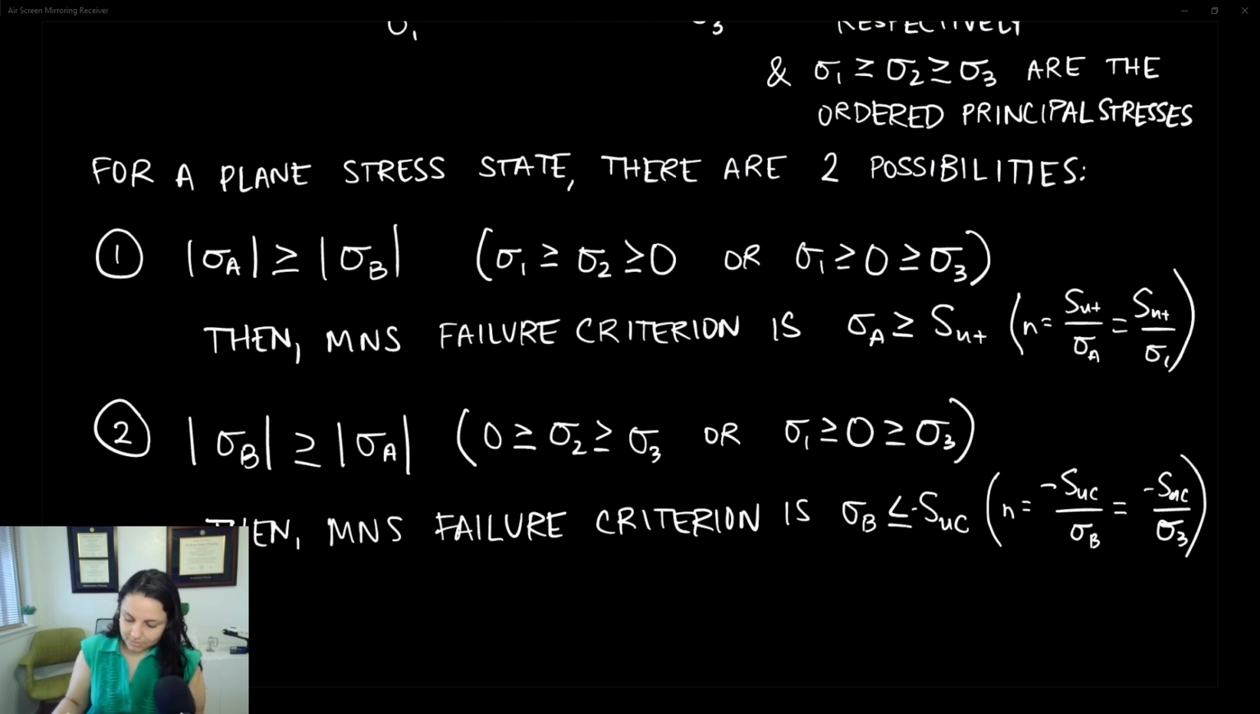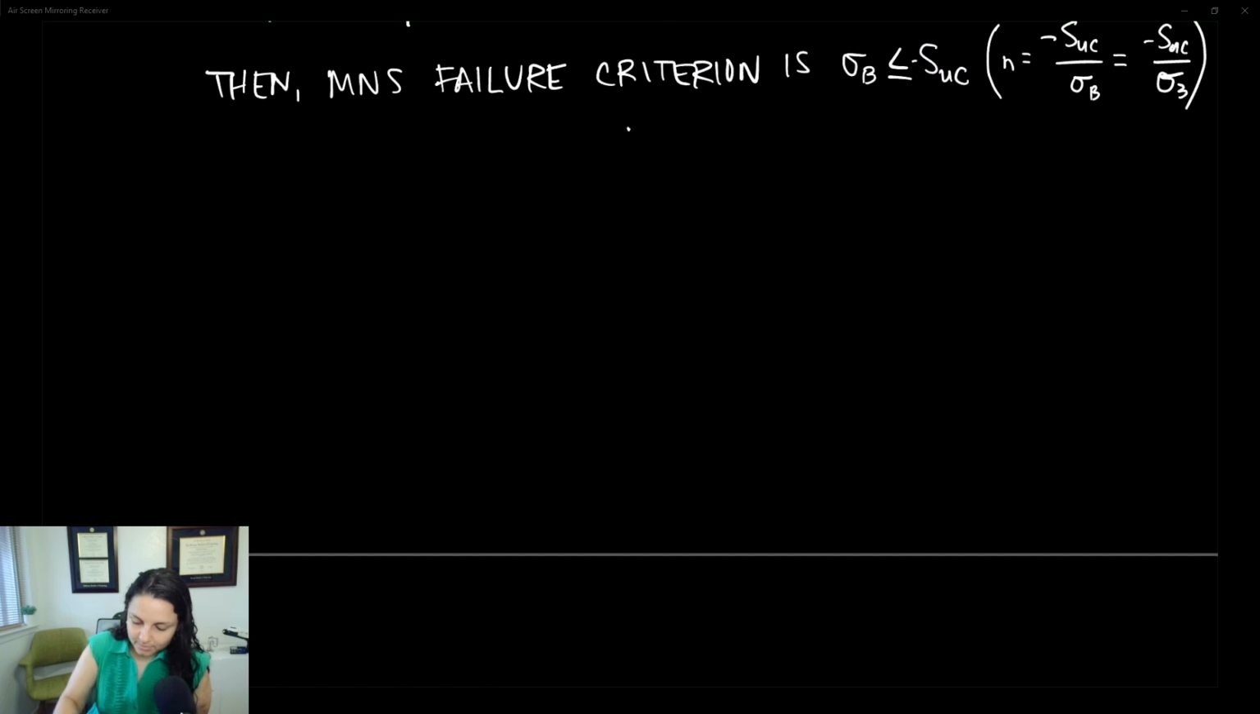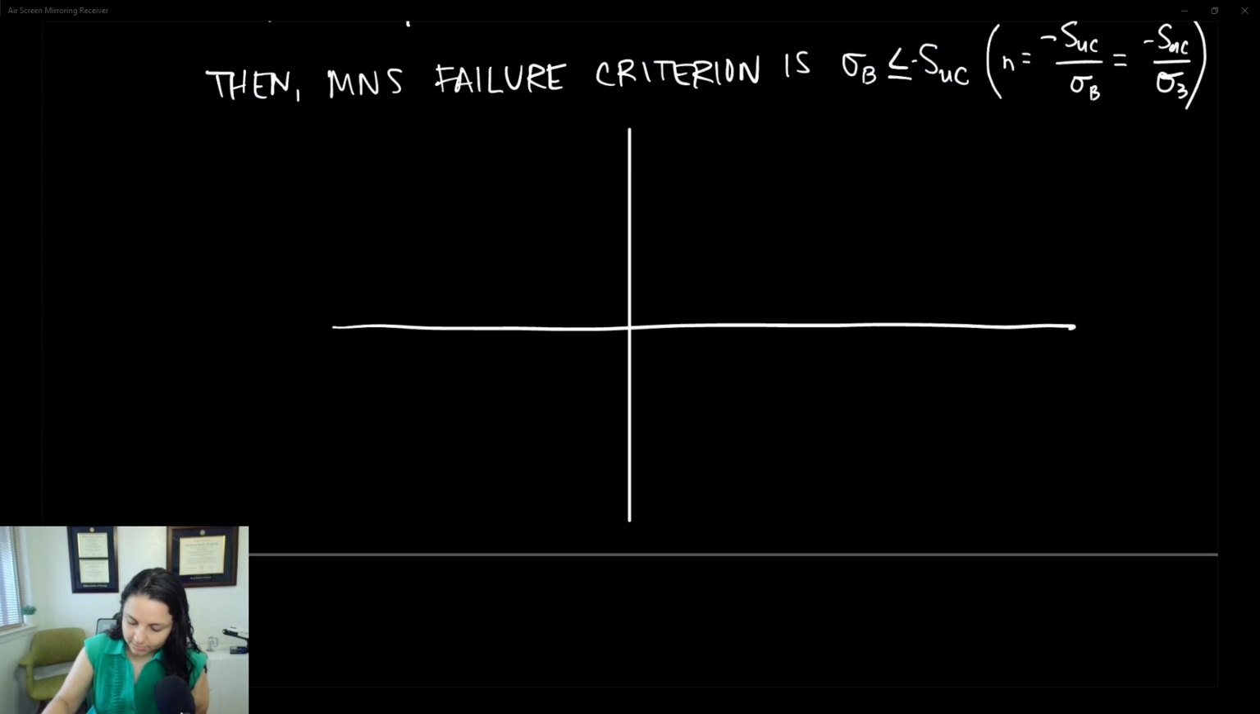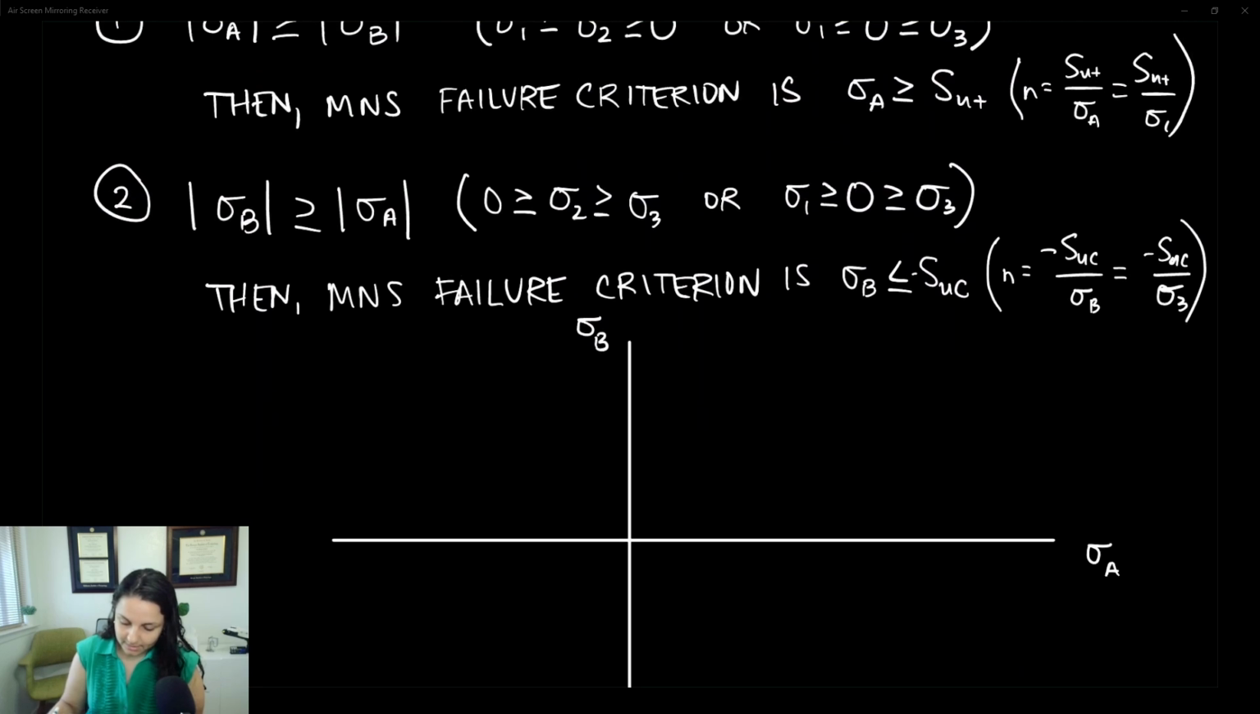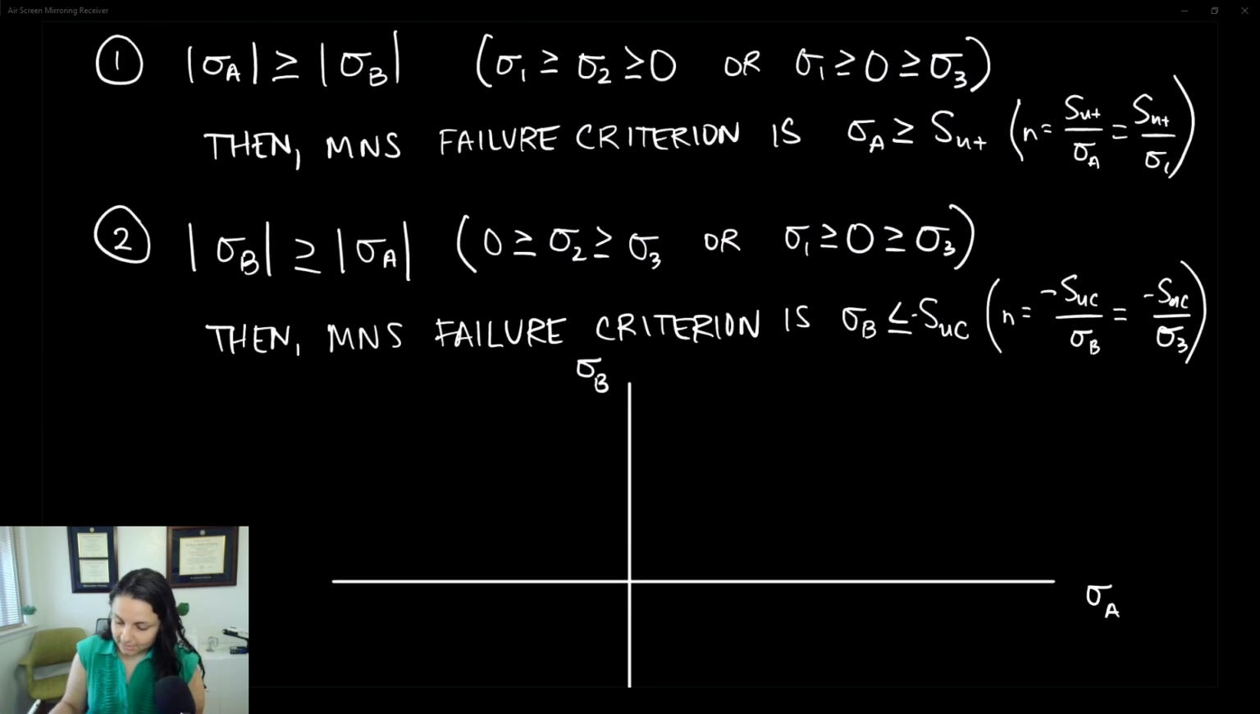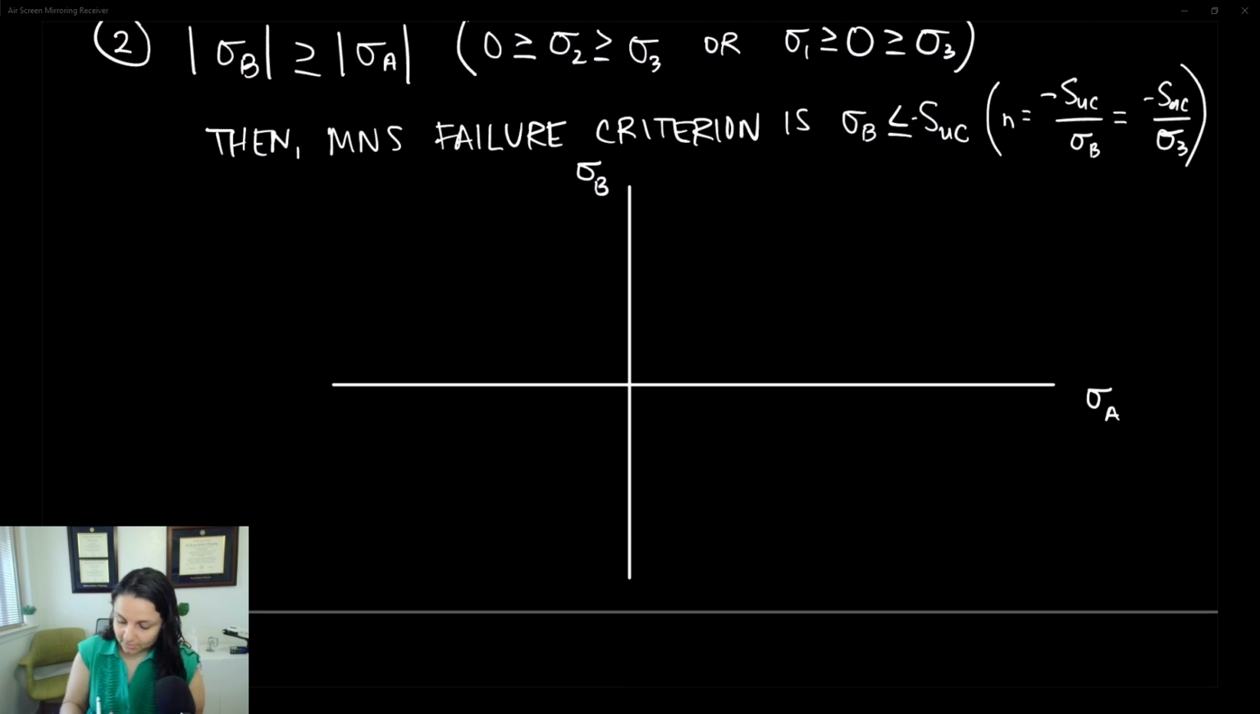Okay, so let's draw our failure envelope on a sigma A, sigma B plot, which is how we drew our failure envelopes in our previous video for ductile materials also. So we're going to put sigma A on the x-axis and sigma B on the y-axis. Now, for form 1 of this equation, we know that if sigma A ever exceeds our ultimate tensile strength, we predict failure. So let's look on the sigma A line and let's plot our ultimate tensile strength here.